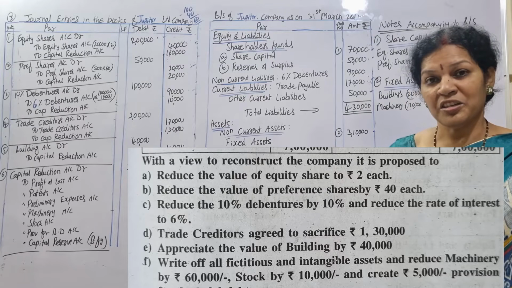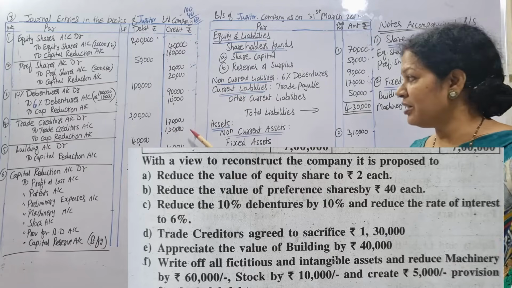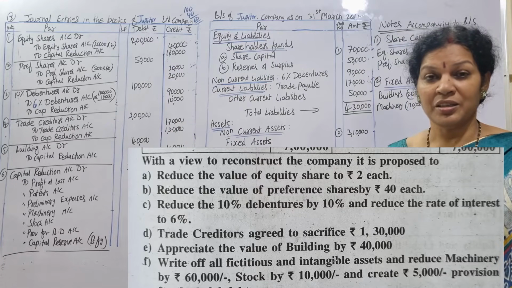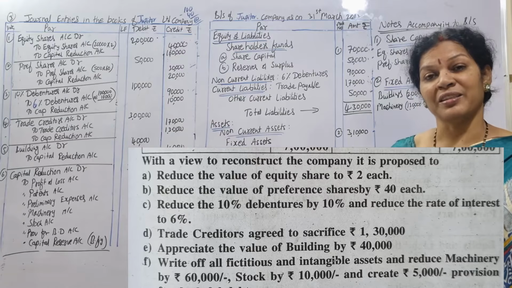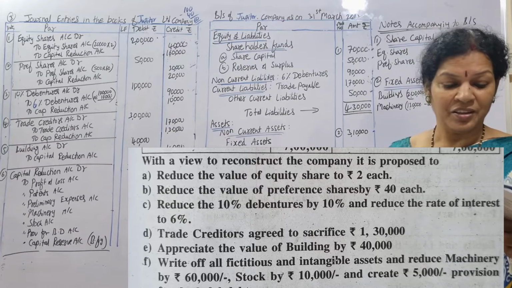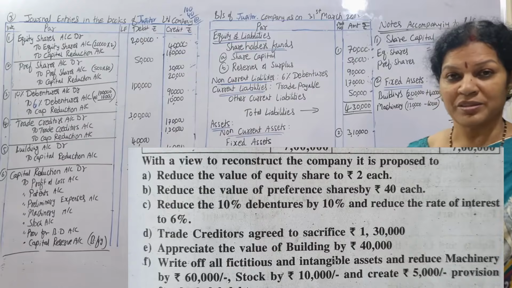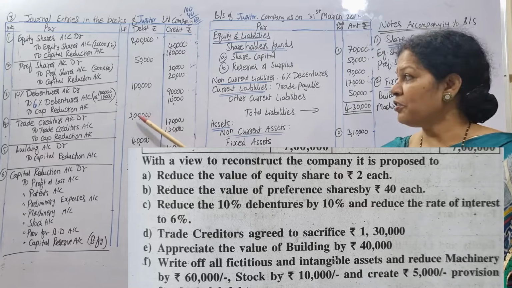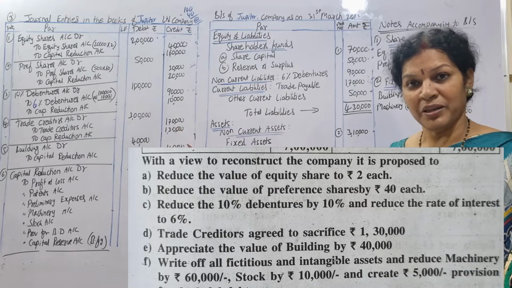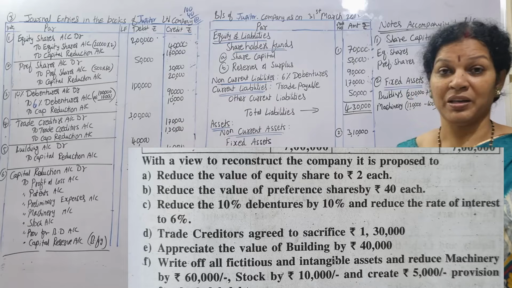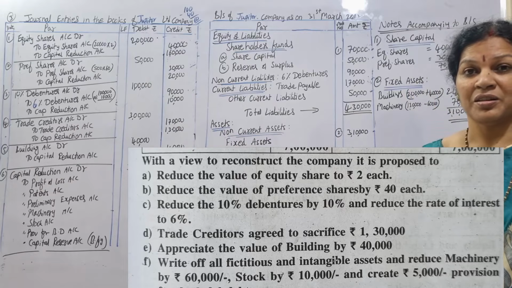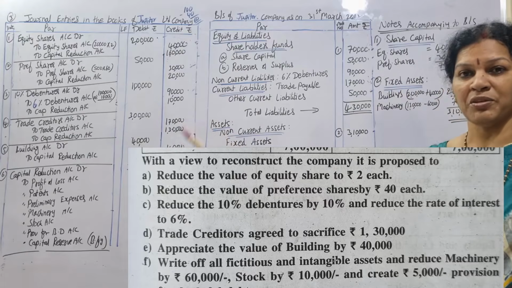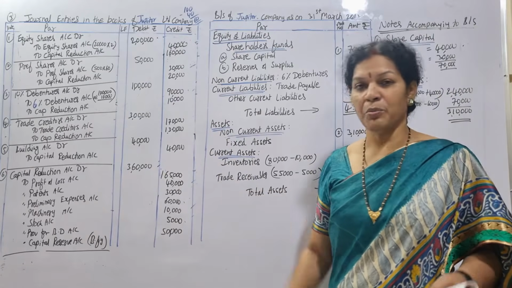Means the reduction amount is given. How much is the reduction? This one is given. Generally they'll say reduce it by 1,30,000. But here they said that trade creditors agreed to sacrifice. Means this amount is given. Okay, so what is the original amount? 3 lakh. 3 lakh minus this comes to 1,70,000. 1,70,000 is reduction. So leftover is 1,30,000. Okay, so this is about the trade creditors.